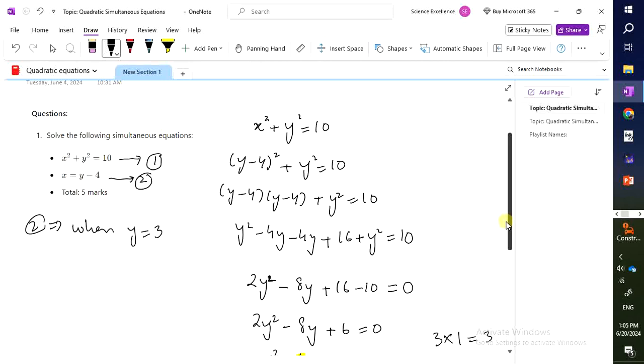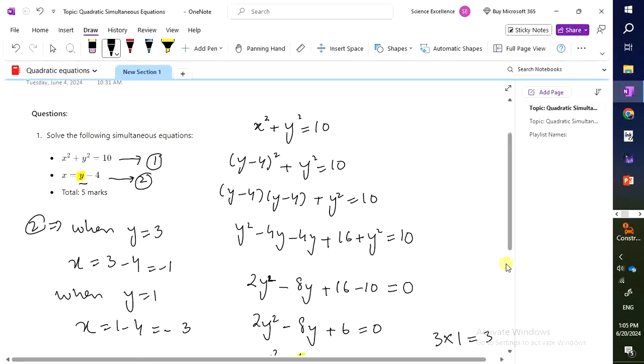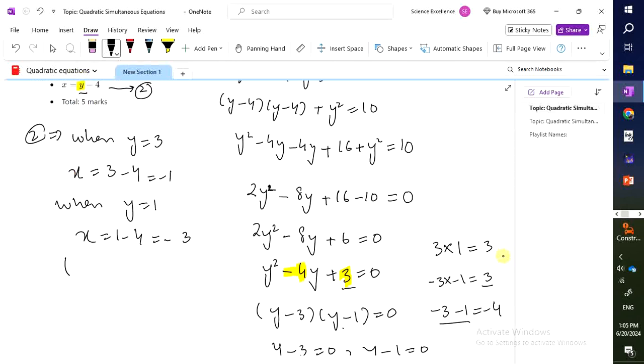when y equals 3, if you substitute y equals 3 into equation number 2, x will be 3 minus 4, which is minus 1. And when y equals 1, we can put the value of y as 1 over here, so x will be 1 minus 4, which is minus 3. So our solution should be: when x is minus 1, y is 3, so minus 1 and 3, and x is minus 3, y is 1, so minus 3 and 1.